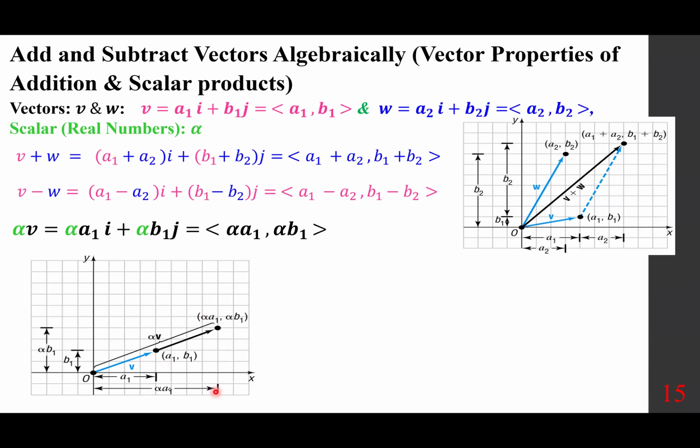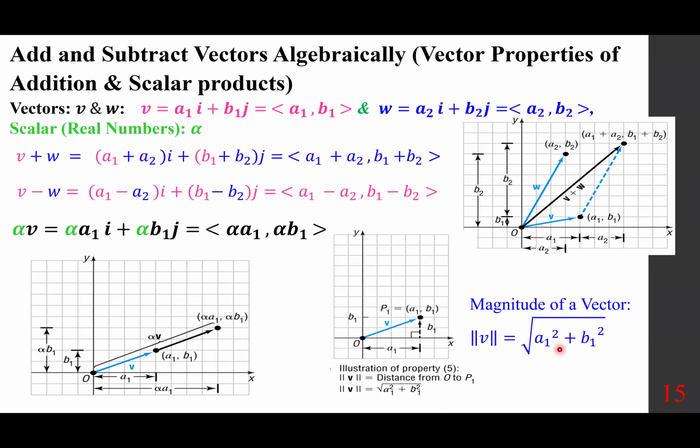Okay, and it shows those components. Magnitude of the vector, we already know that. So the magnitude is this distance from O to P1. We have seen this before. There is not much to it.